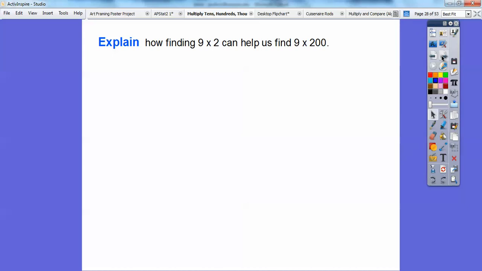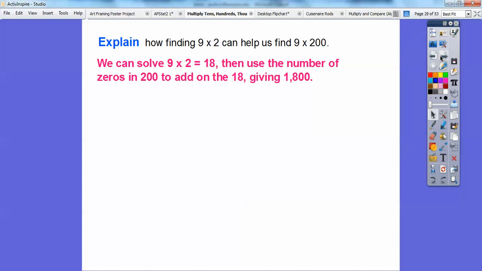Explain how finding 9 times 2 can help us find 9 times 200. Well, 9 times 2 is 18. Then use the number of zeros in 200. Since there are 2 zeros, I just add 2 zeros to 18, and I get 1,800. See my 2 zeros? 9 times 2 is 18, and since 200 has 2 zeros, just tag on 2 zeros to the 18. Then say the number correctly and put the comma in the appropriate spot. Remember, this 800 is called a period. Every 3 numbers is a period and has a comma. Hope that makes sense.